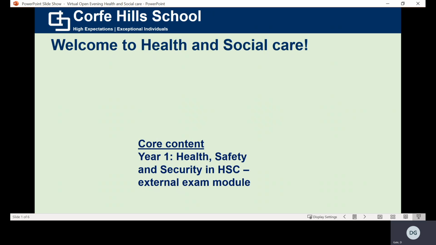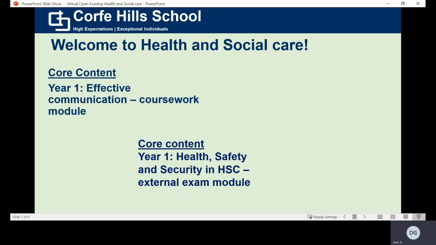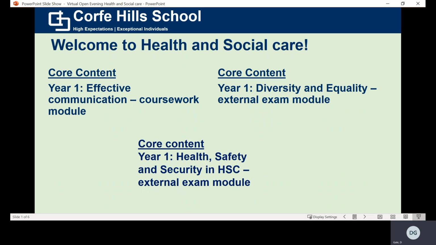So what do we do? In year one, we do 3 units of study. 2 of these units of study are external exam units, while 1 unit of study is a coursework module. So the 2 exam units we sit are diversity and equality and health, safety and security.